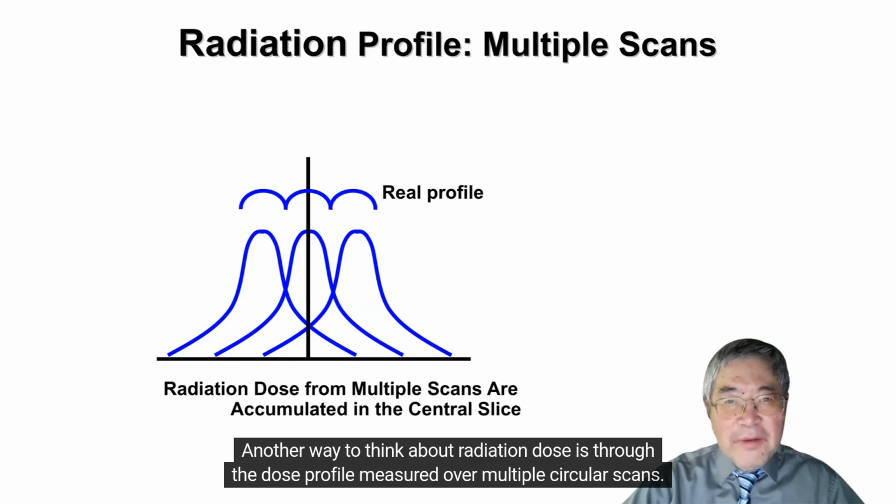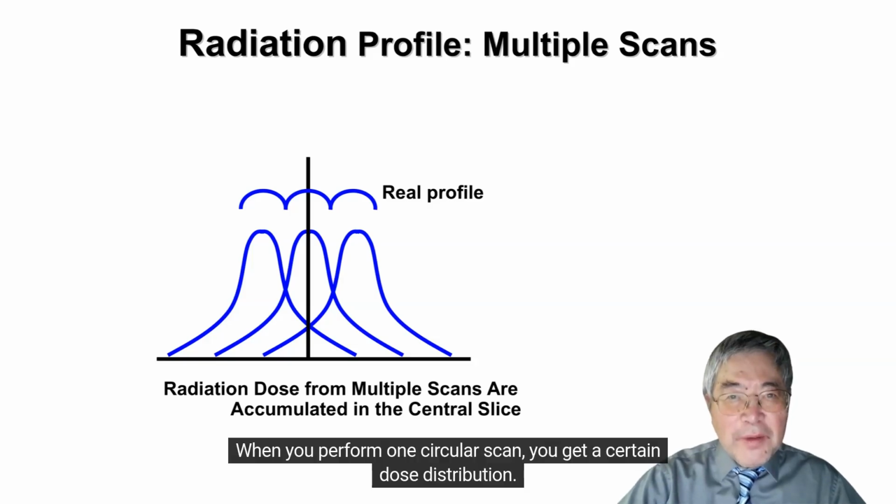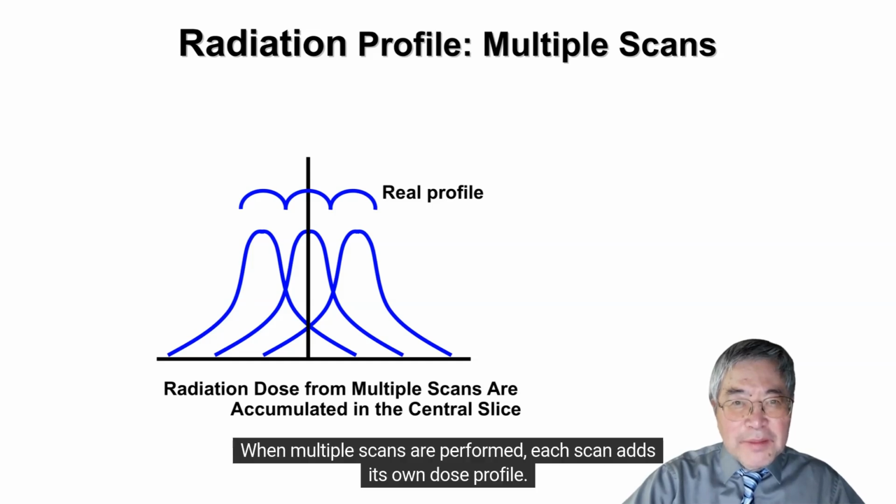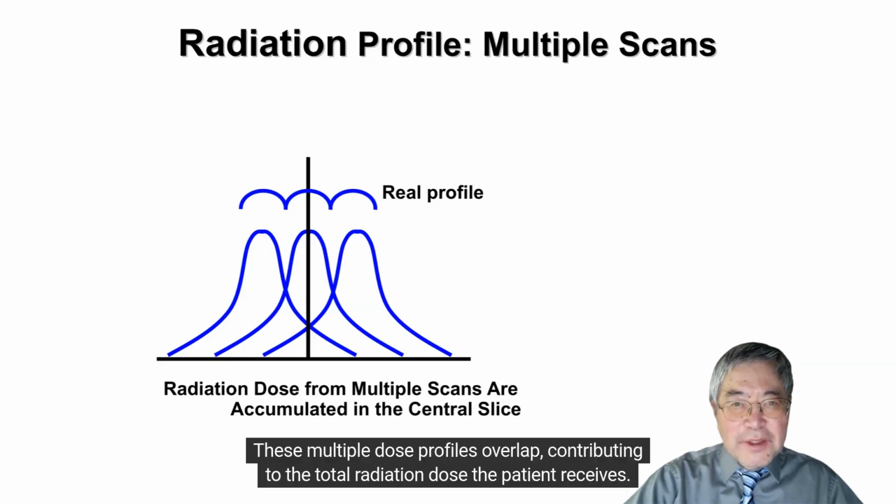Another way to think about radiation dose is through the dose profile measured over multiple circular scans. When you perform one circular scan, you get a certain dose distribution. If you then do a second circular scan, you'll get a similar dose profile again. When multiple scans are performed, each scan adds its own dose profile. These multiple dose profiles overlap, contributing to the total radiation dose the patient receives.